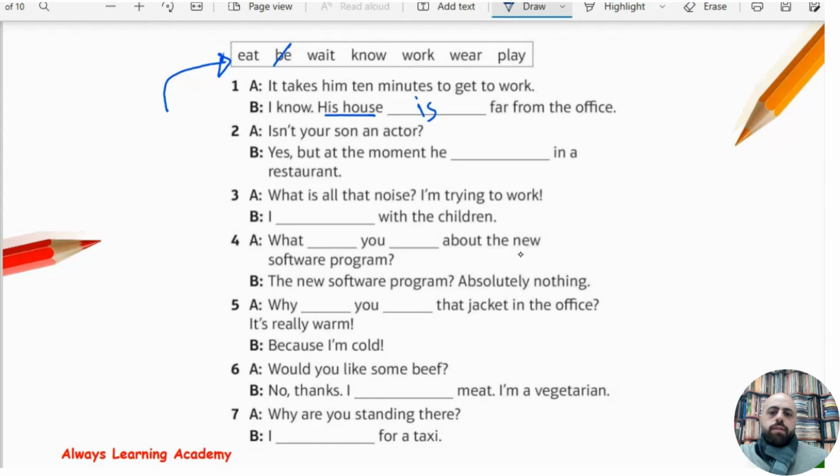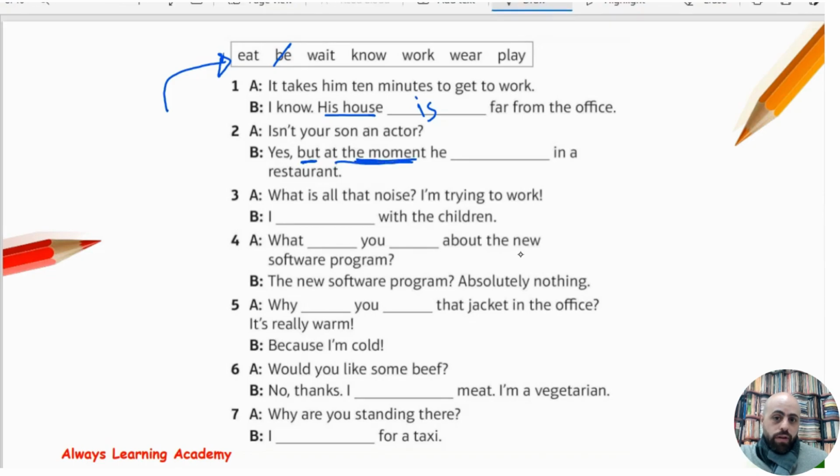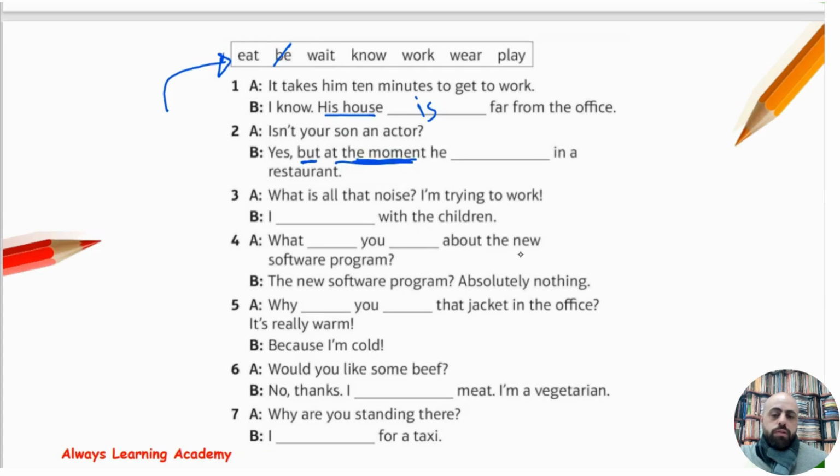Number two, isn't your son an actor? Yes, he is an actor, and it's a very important example actually. But at the moment, right now, so this is temporary, he is in a restaurant. So the verb is work, obviously, here it is clear. But we have to use present continuous because it is at the moment, so he's working in a restaurant. Yes, he is an actor, but right now, at the moment, currently, he is working in a restaurant.